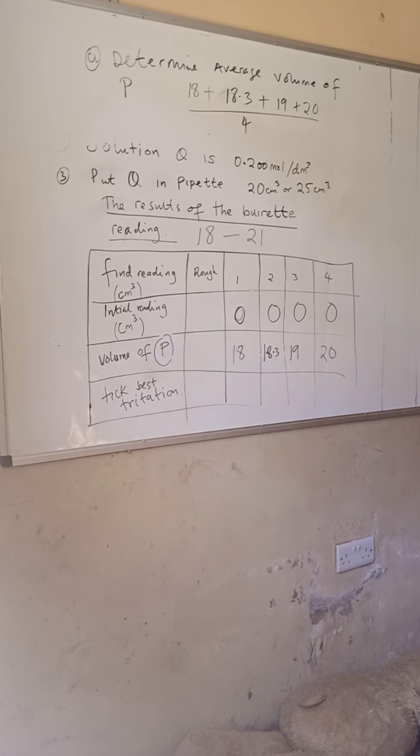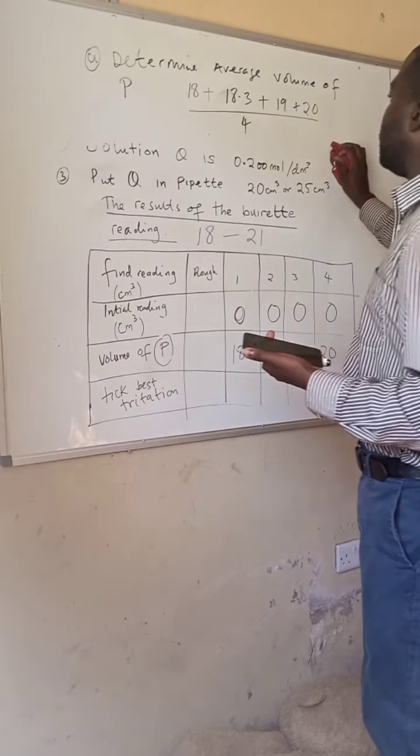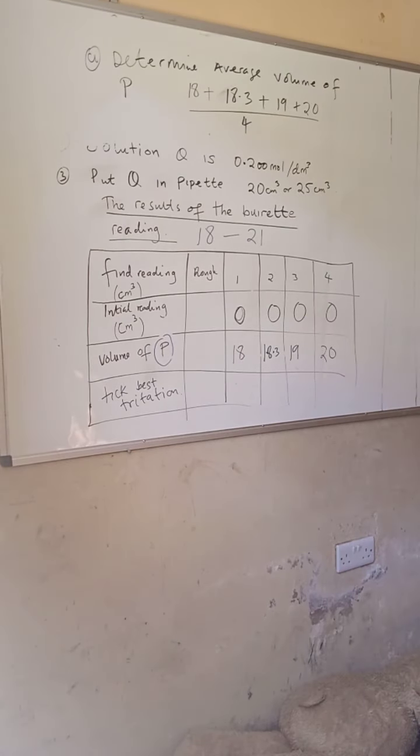So how do you add those? We need to now solve that question. We are adding those numbers, guys. That is 18 plus 18.3 plus 19 plus 20.